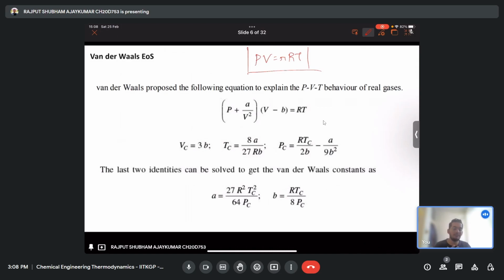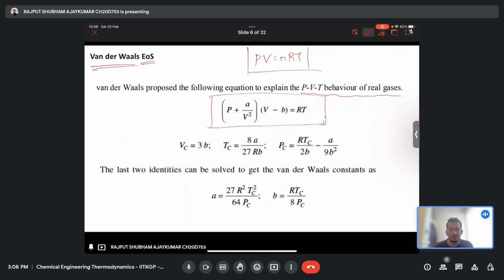Therefore, scientists have developed four different non-ideal gas equations of state. EOS stands for equation of state. The first one is the van der Waals equation of state. I have written an equation here for the PVT behavior of a real gas, for the real-world problem. This is the actual equation of state, called the van der Waals equation of state.